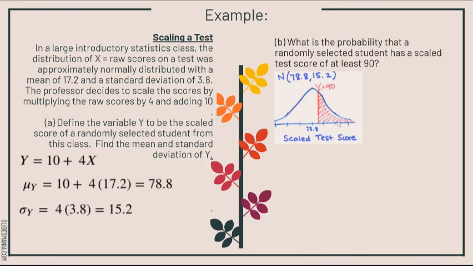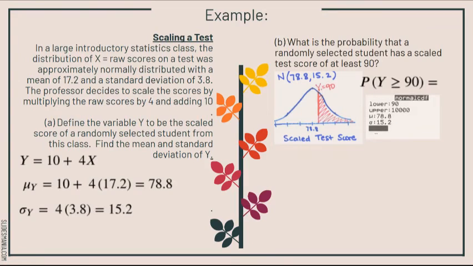We are going to shade above because it says at least 90. So it's right around here. And make sure to label scaled test score. And we want to find what the probability is, which is the area under the curve. So we can use Desmos or we can use our calculator. Here is what we're looking for: the probability that y is greater than or equal to 90. So we could use that in Desmos.